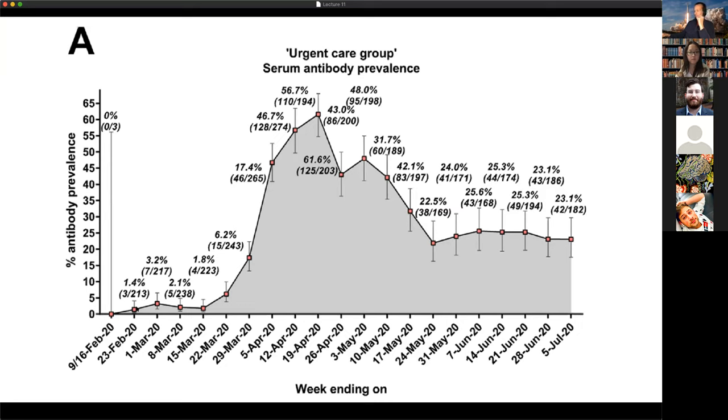And then it basically stays low. And then all of a sudden you have this explosion of cases, right? And that's because this is when more and more people came into the hospital for COVID, to the point where almost 6 out of 10 at the peak were antibody positive. And then it tails off, and it stays at a more or less steady level of about 23%.